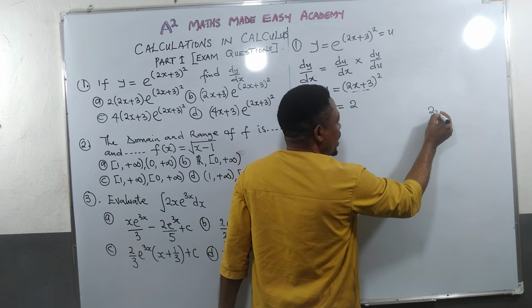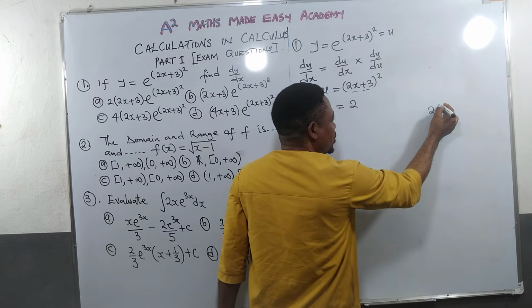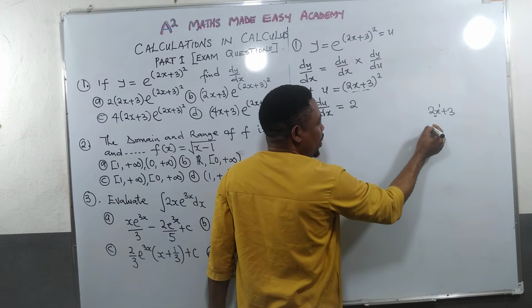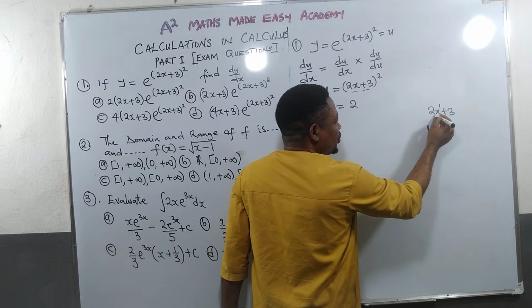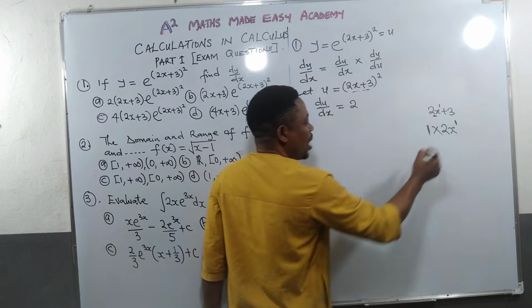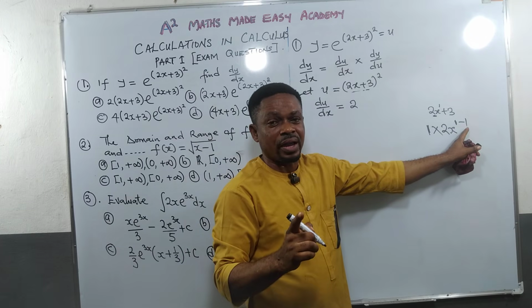And this base is 2x plus 3, right? I want to differentiate it normal. This is an invisible 1. Now, how do I differentiate 2x? Consider the power. What's the power? 1. Then I will multiply. Then repeat the question. The question is 2x raised to the power of what? 1. And finally, introduce minus 1 to the power. And that is the rule of differentiation.